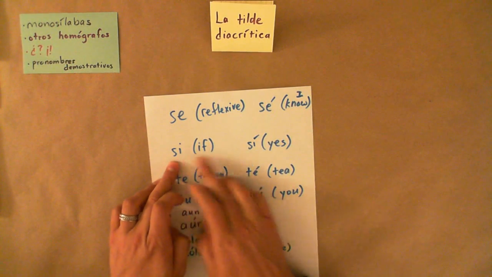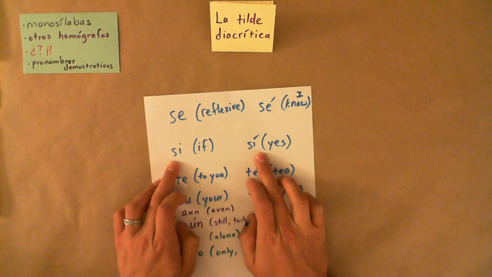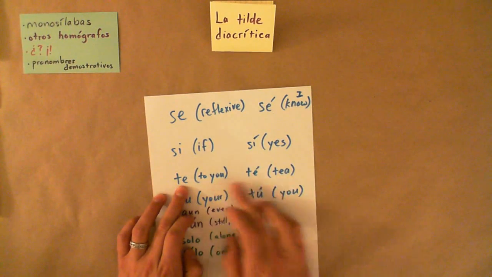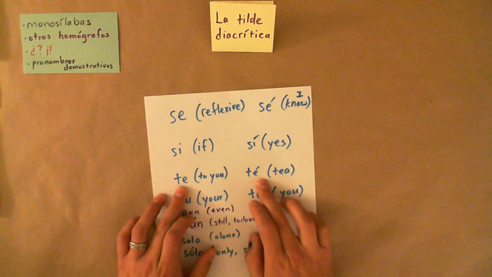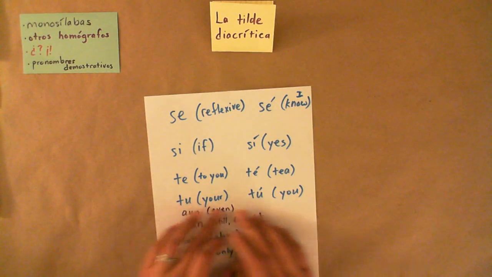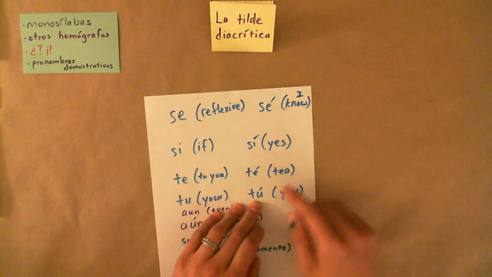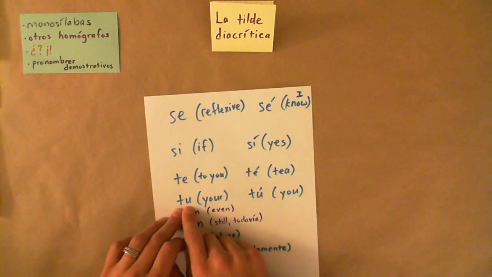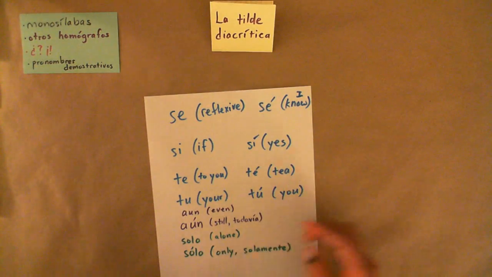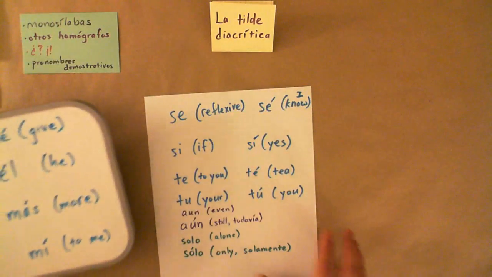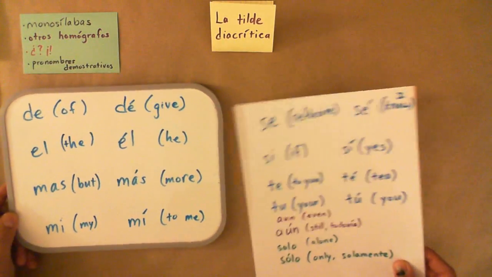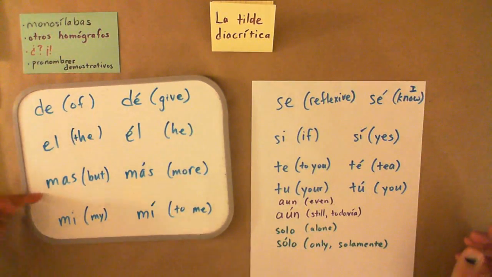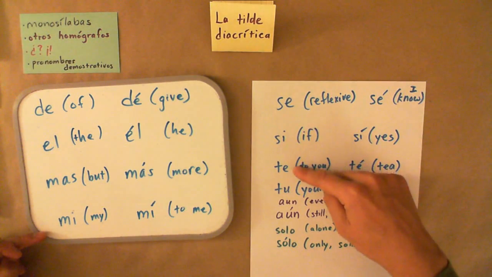Si meaning if, and sí meaning yes. Te meaning to you, and té meaning the drink tea. Tu meaning your, and tú meaning you. Like tú vives en tu casa. You live in your house. Okay? So these are the 8, these blue ones that we have to just memorize. De, él, más, mi, se, ti, te, tú.